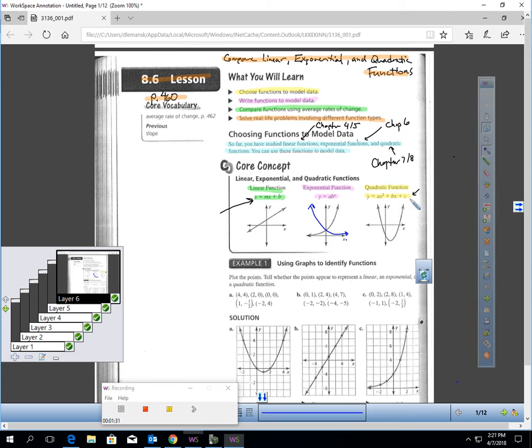And then the final form of function that we know so far is called a quadratic. Those are the parabolas. And this is standard form for those functions. We've learned that in this chapter.